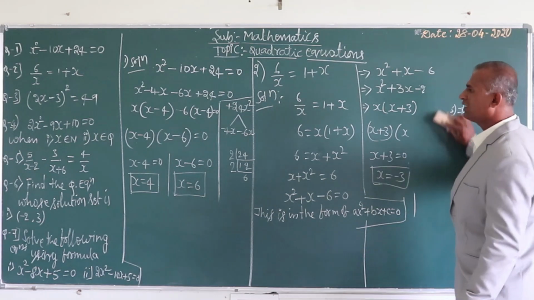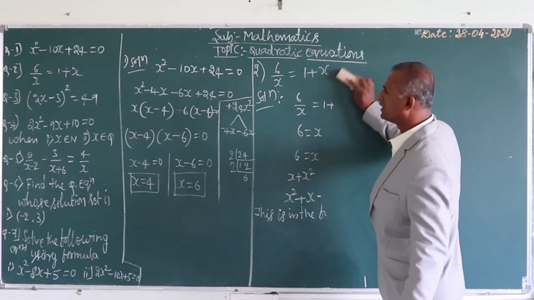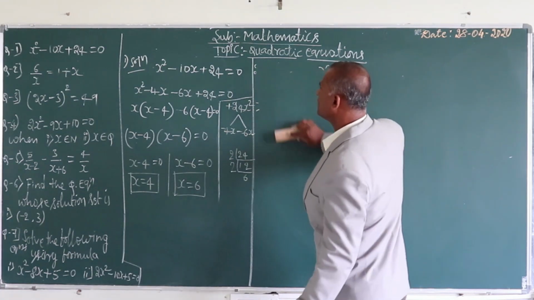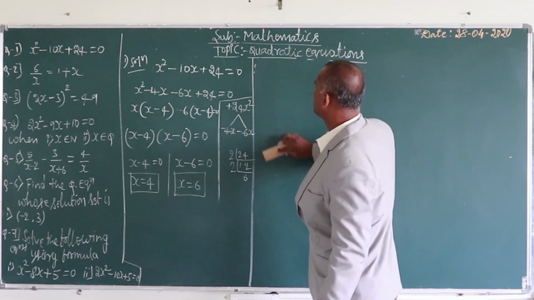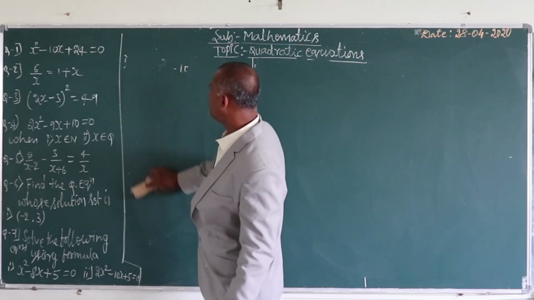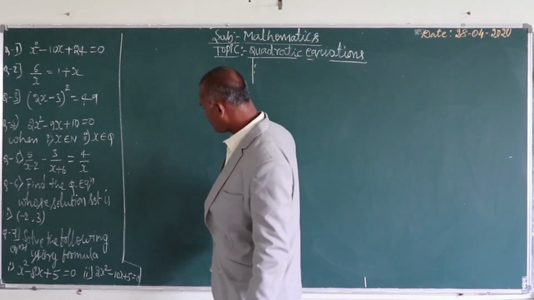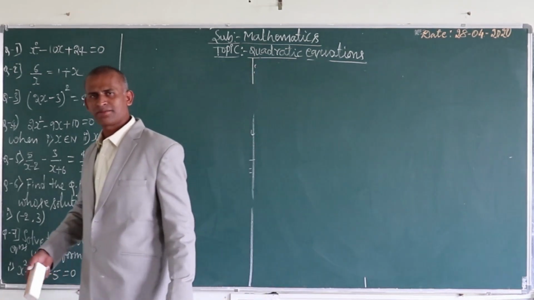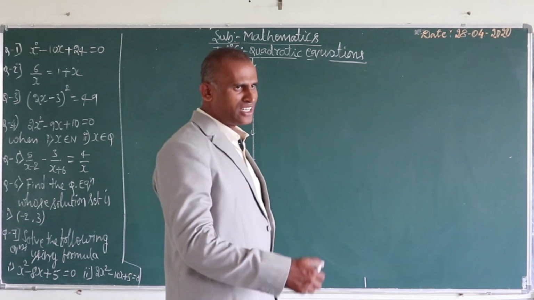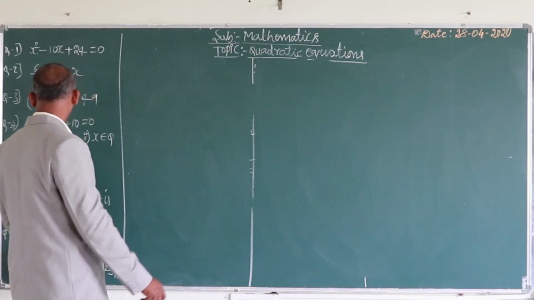The third one is 2x square minus 9x plus 10 equals 0. After that, they asked the questions when x belongs to natural numbers, when x belongs to integers, and when x belongs to rational numbers. One is rational number, one is natural number, like that they gave this for us. Now we have to write for this one.